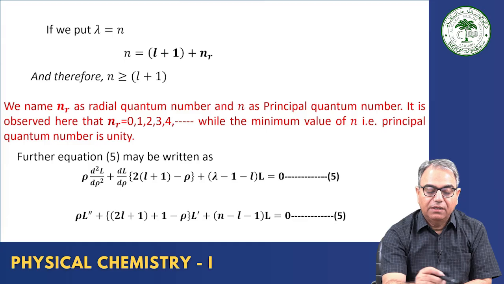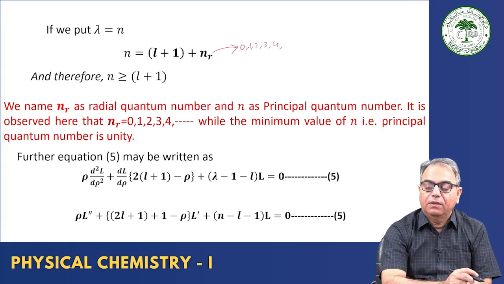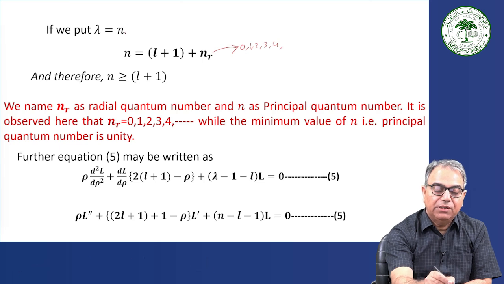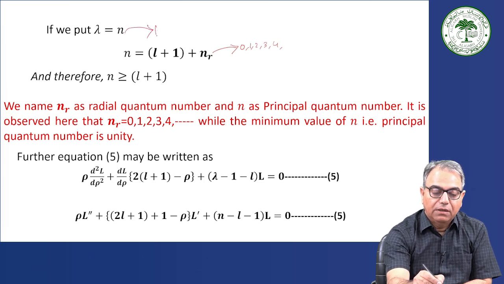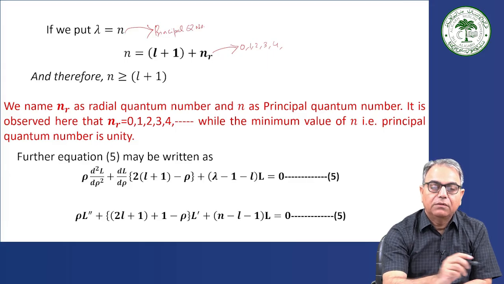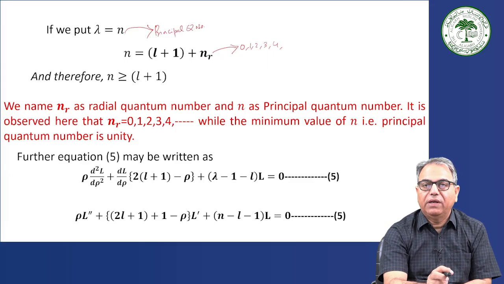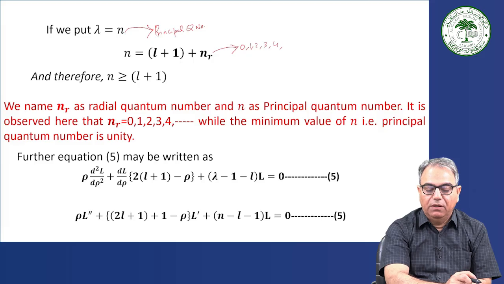This NR is given the name radial quantum number. This can have any value 0, 1, 2, 3, 4. Okay. And this N, which is lambda equal to N, is called the principal quantum number. So, you got the principal quantum number in the solution of the radial equation, the radial part of the hydrogen atom solution. Okay.